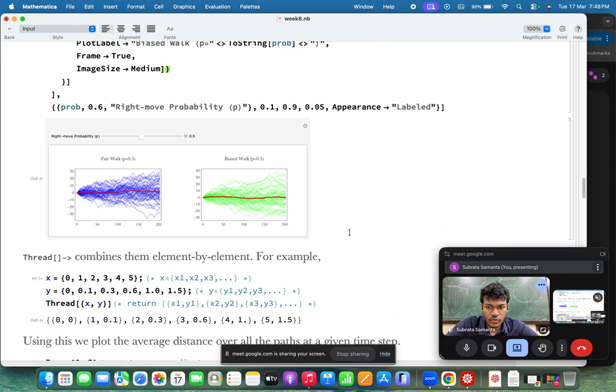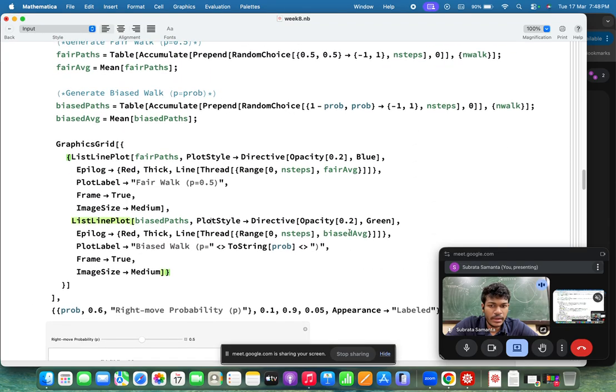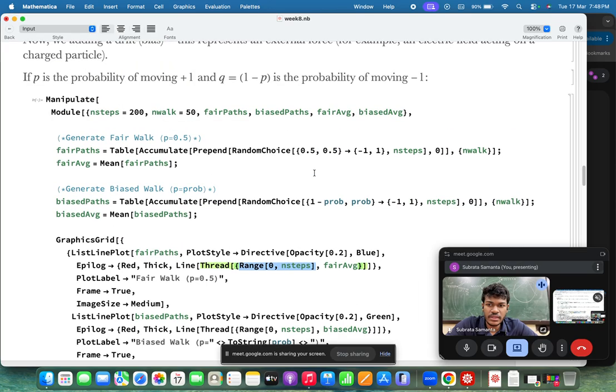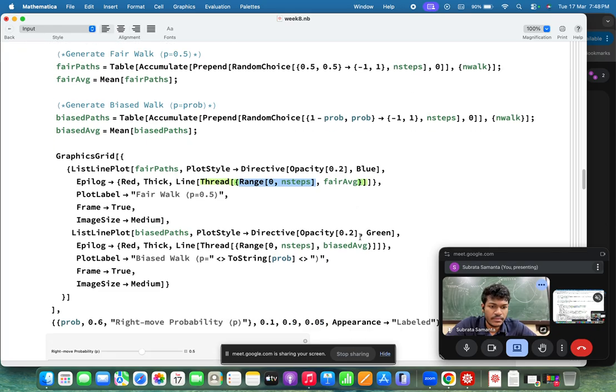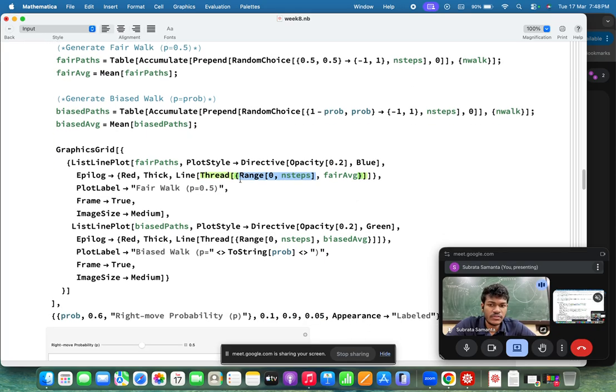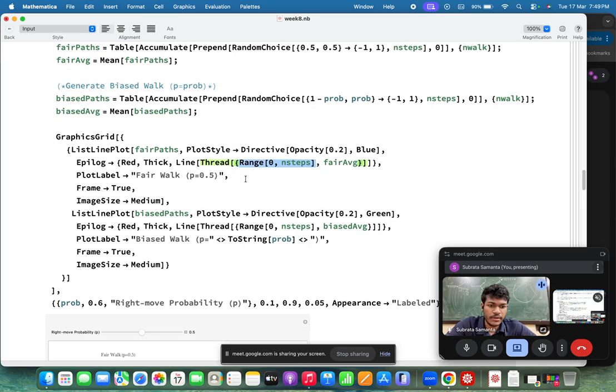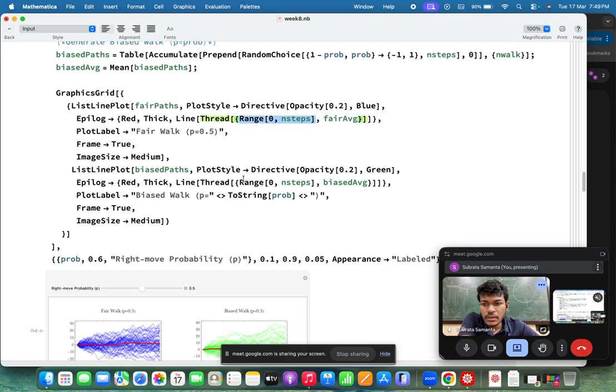So, thread is basically combined element by element. You see this is your range and the fair path. This range is 0 to n steps, with a gap of 1. So, how many steps are there? 200, and at each step I calculate the fair average. So, I just plotted x versus y. This thread basically makes a table, 1 by 1, and then I just do a line plot for that.